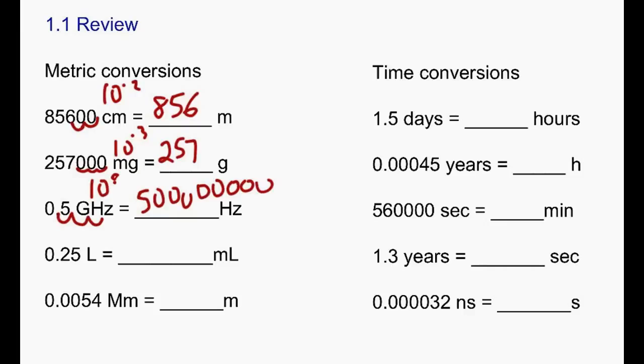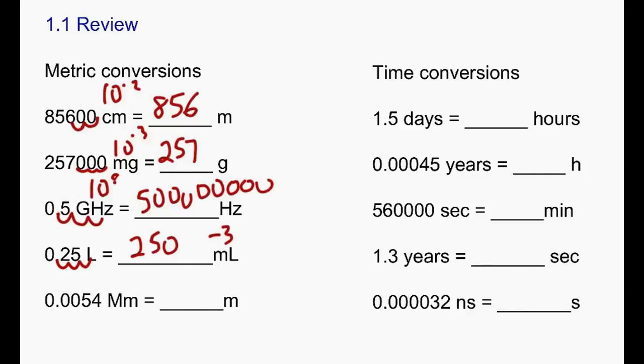0.25 liters to milliliters. You can see this time it's backwards. Instead of going from milliliters to liters, we're going the other way around, so you've got to be a little bit careful. Milli is -3, but we're going the other way around. Because we're going smaller, we're going to move 3 to the right, so we'd actually have 250. So 0.25 liters is 250 milliliters.